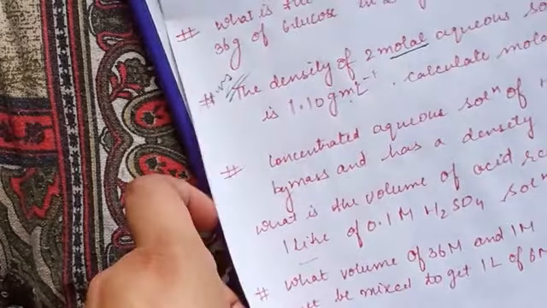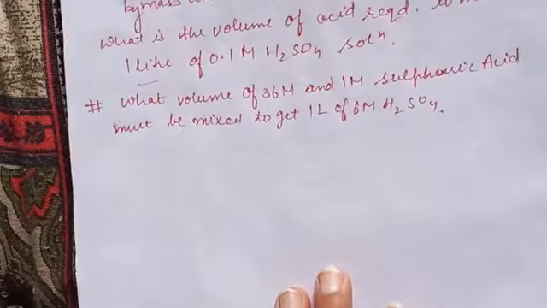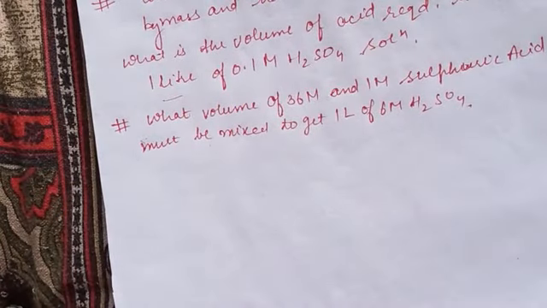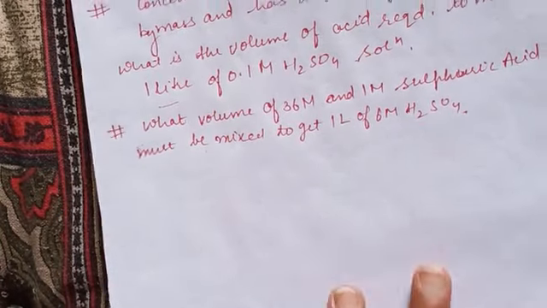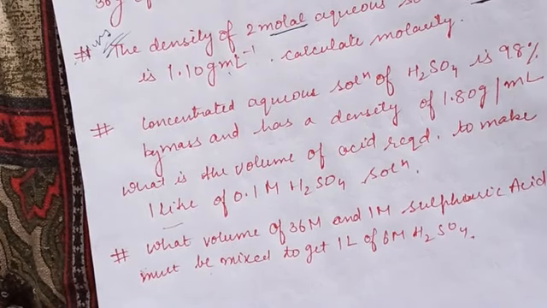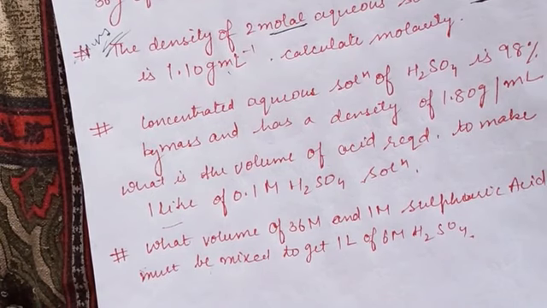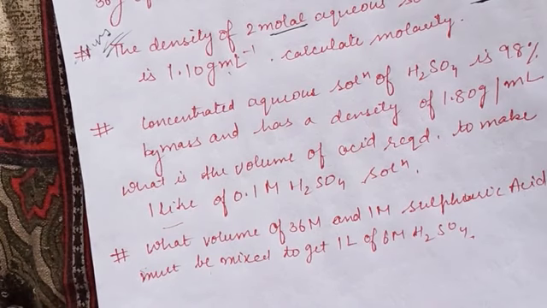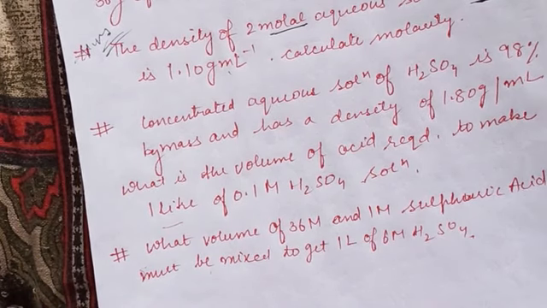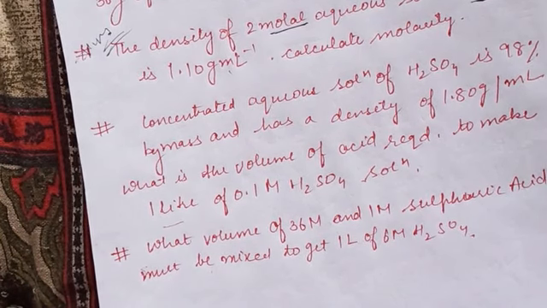Now the next question, also please see it carefully. Concentrated aqueous solution of H2SO4 is 98% by mass and has the density of 1.80 gram per milliliter. What is the volume of acid required to make 1 liter of 0.1 molar H2SO4 solution?